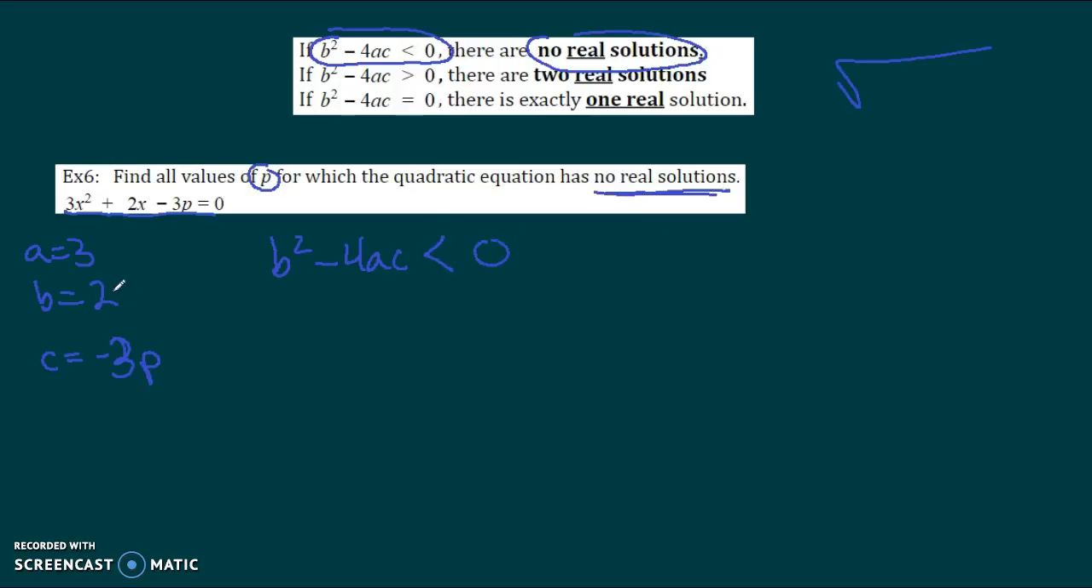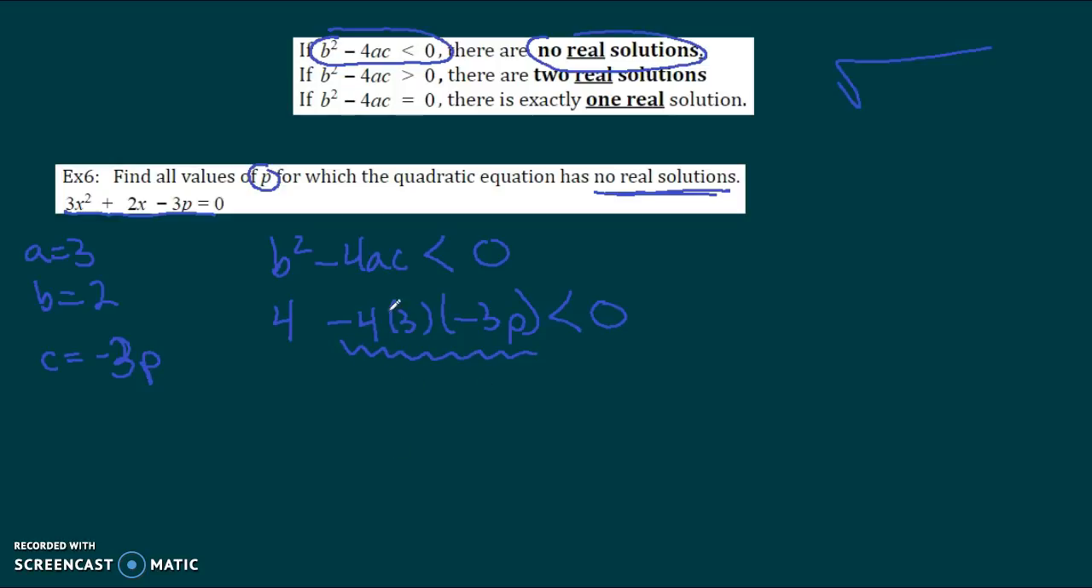I am going to square b in my head. 2 squared is 4. And then negative 4 times a is 3. C is that entire negative 3p. And since it's no real solutions, like I said, we'll do less than 0. I want to clean this up before I start to solve it. So this positive 4 is off by itself, but all of these guys should be multiplied together. You can use a calculator for this, but I'm going to use my head.